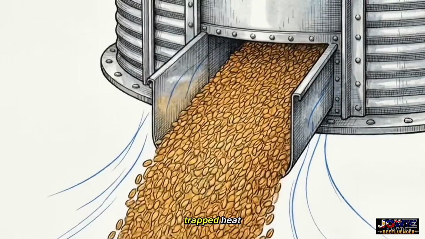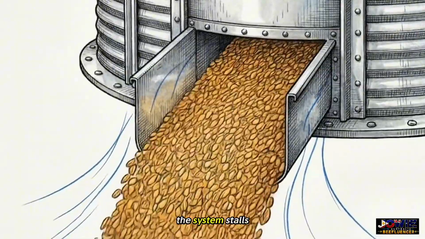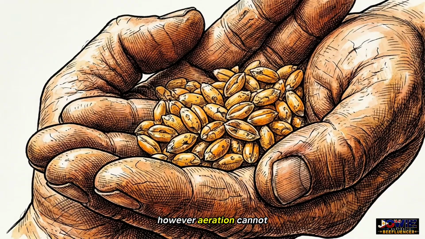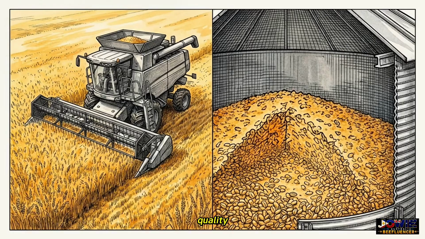By removing that trapped heat and significantly reducing internal condensation, the system stalls insect development and neutralizes mold growth. However, aeration cannot improve the quality of the grain itself. The fans act as a time capsule, preserving the exact quality the crop possessed at the moment of harvest.